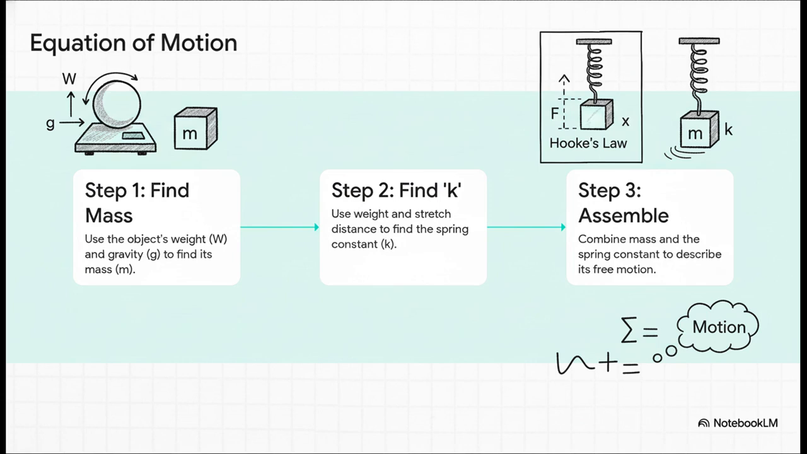Building the actual equation is like following a super simple three-step recipe. First, we figure out the mass. Easy enough. Second, we use that to find the spring's unique K value, its personality. And third, we just plug those pieces into our equation. And boom, with just those two numbers, we have a complete mathematical model that can describe the spring's entire future.